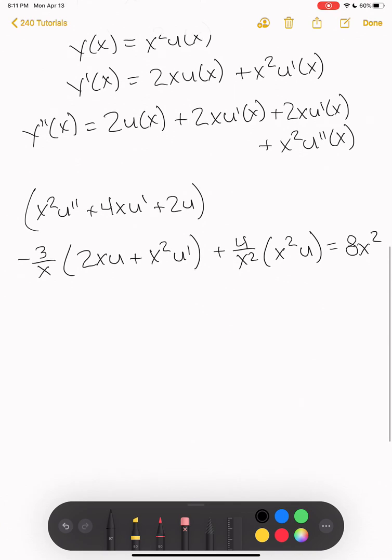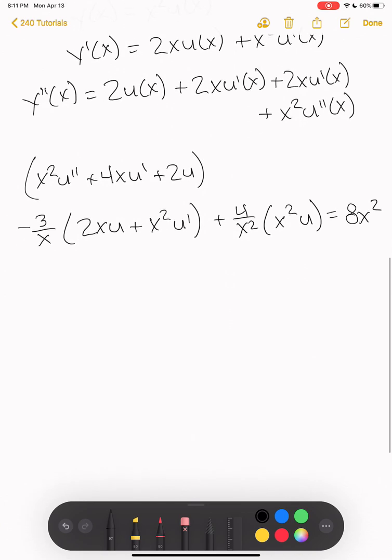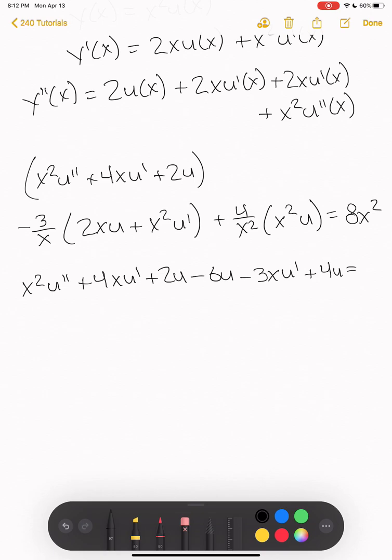So what we do, we just expand all of this out. There's a lot of algebra going on in this topic, but x squared u double prime plus 4x u prime plus 2u minus 6u, minus 3xu prime, plus 4u is equal to 8x squared. So just expanded everything out.